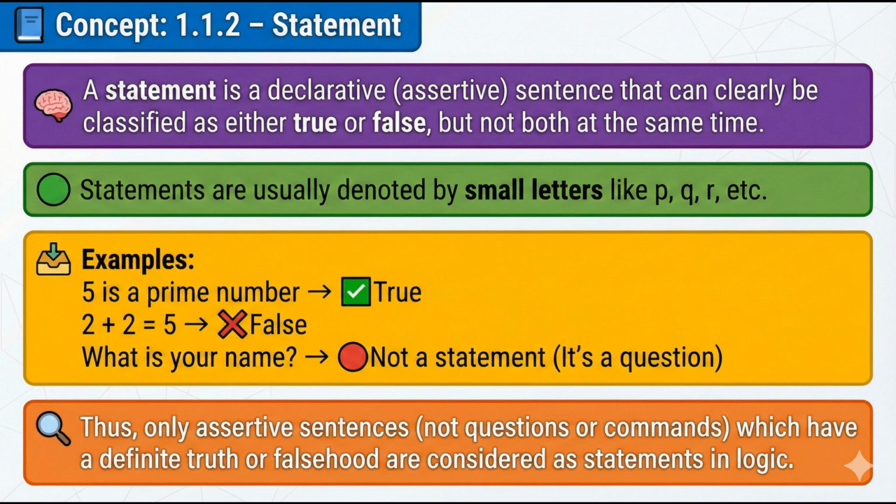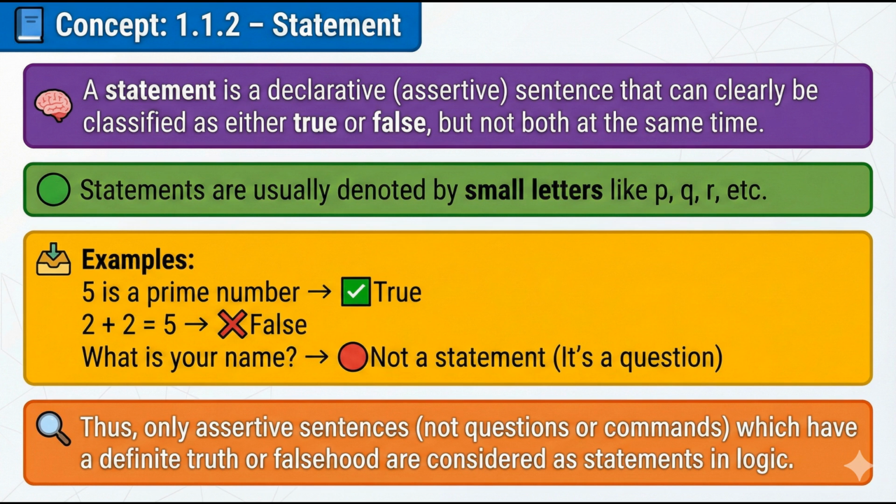Representation of statements. In logic, statements are usually represented by small letters. For example, letter P, letter Q, letter R, and so on. These letters are just names given to statements. Examples of statements. Let us understand this with examples.